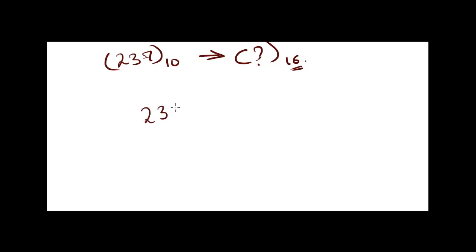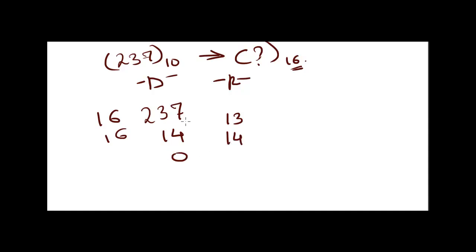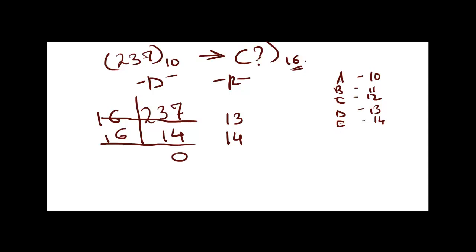It goes something like this: 237 repeatedly divided by base 16, we get here 14, and the remainder is 13. Again divided by 16, you have to multiply it by 0 and the remainder will be 14. This is an important step now. These are both in numeric form. As we remember, A stands for 10, B stands for 11, C for 12, D for 13, E for 14, and F for 15.